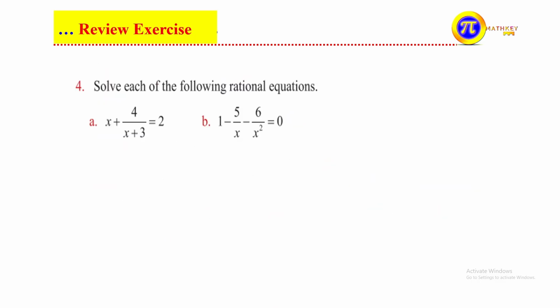እነዚህ from review exercise ላይ ያለውን የአራተኛው ስንጀምር solve each of the following rational equations, it says, from your textbook, particularly from grade 11. የመጀመሪያው ምናል x plus 4 over x plus 3 is equal to 2. Before we solve this problem, first restrict its domain. What's the domain of A? The first one, using domains, we know the domain of the first, this x, is the set of real numbers.